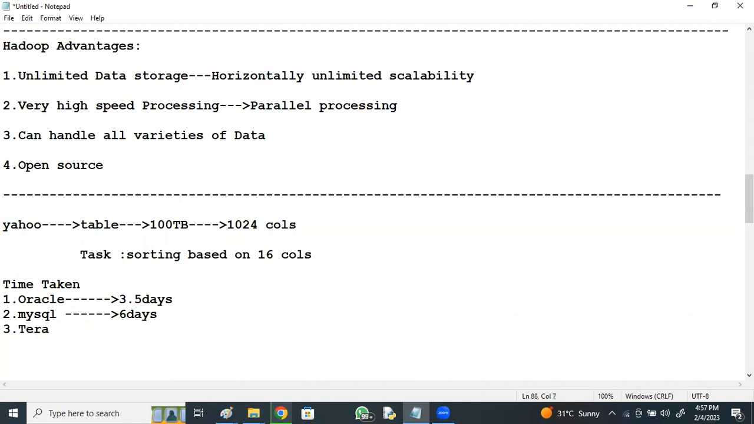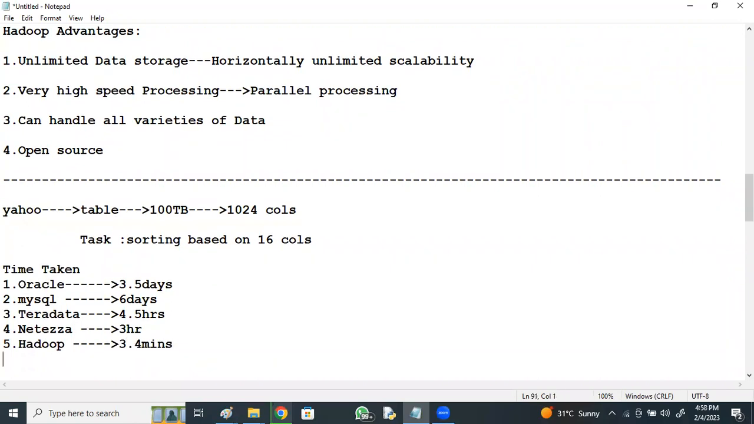Teradata, another specialized database used for data warehouse purposes, has taken just 4.5 hours, right? And one more specialized data warehouse database, Netezza, has taken just 3 hours. And finally Hadoop to process this has taken 3.4 minutes. The latest version of Hadoop has taken just 1.2 minutes.